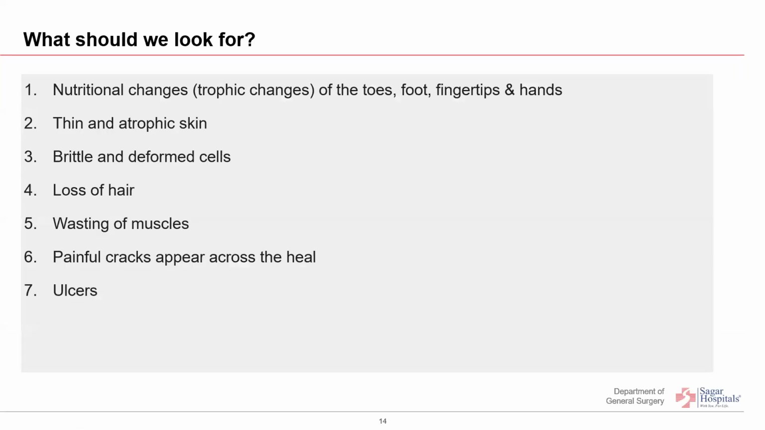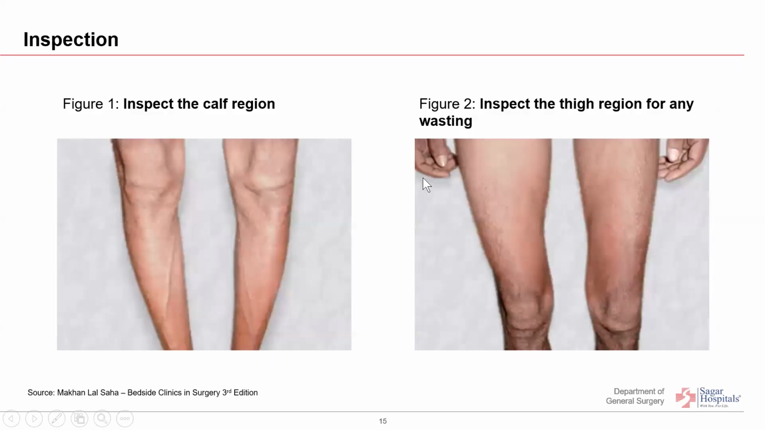Then moving on to the clinical examination, this is something very important for practicals. In inspection, what you see are the nutritional and trophic changes on the toes, foot and fingertips. You will have skin atrophy, calf muscle atrophy, wasting of muscle because of cutaneous vascular compromise, loss of hair, ulcers and shiny skin. So when you inspect, always look for all those things that I have mentioned.